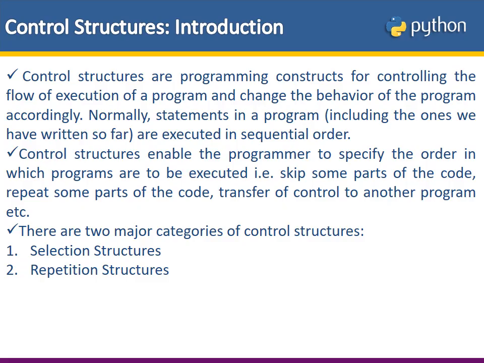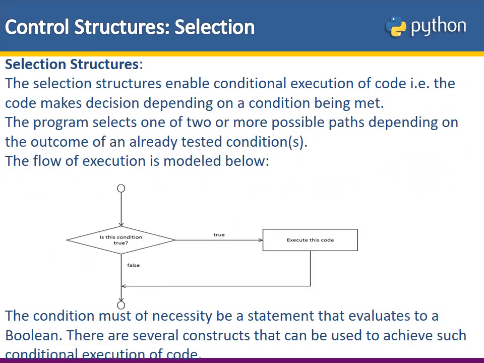We have the selection structure. The selection structure is the conditional control structure. It's used to make decisions and execute code based on a condition. That is the selection structure. And we have the repetition structure. The repetition structure is the looping or iteration control structure. This structure repeats code multiple times until a condition is met.